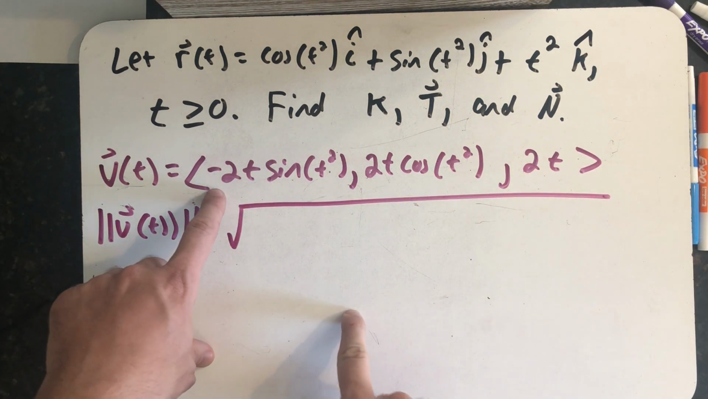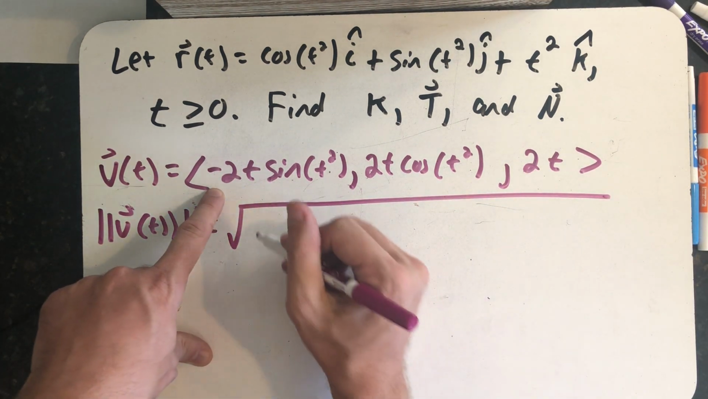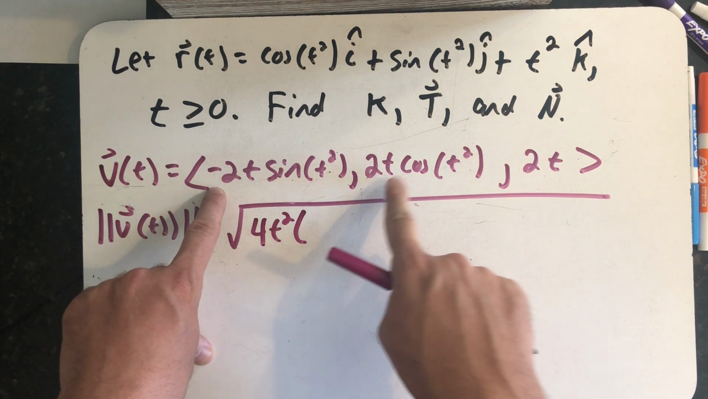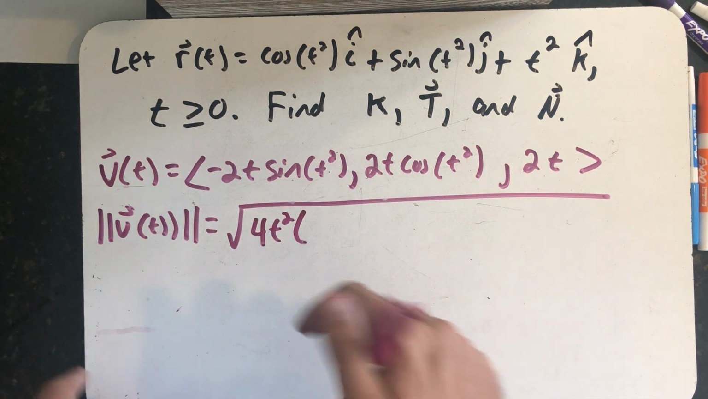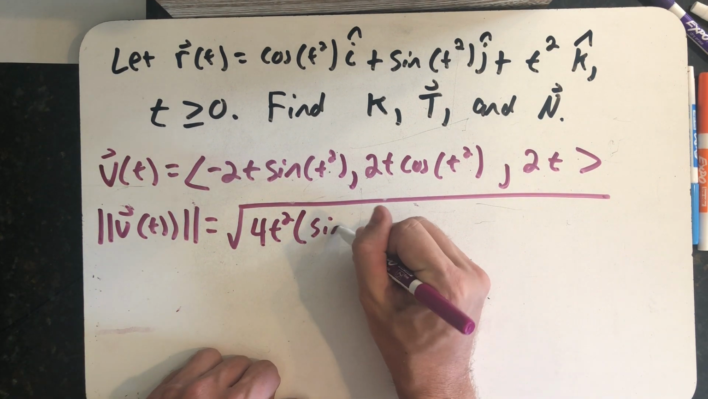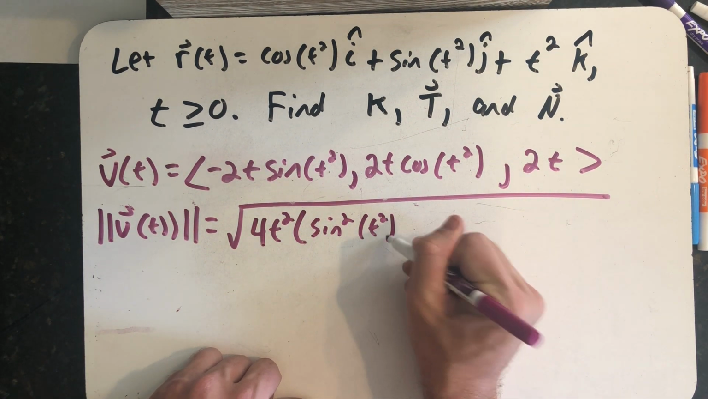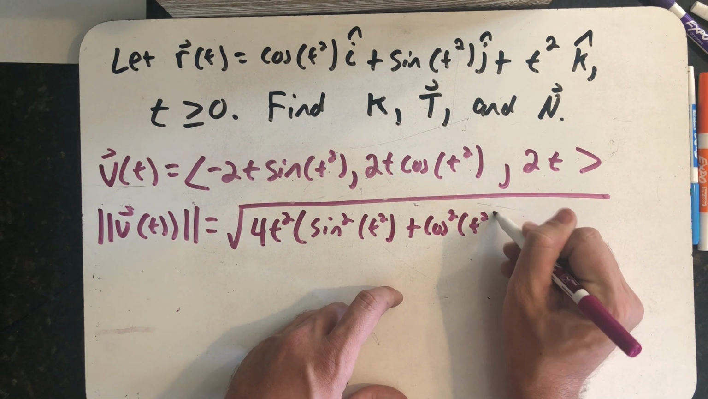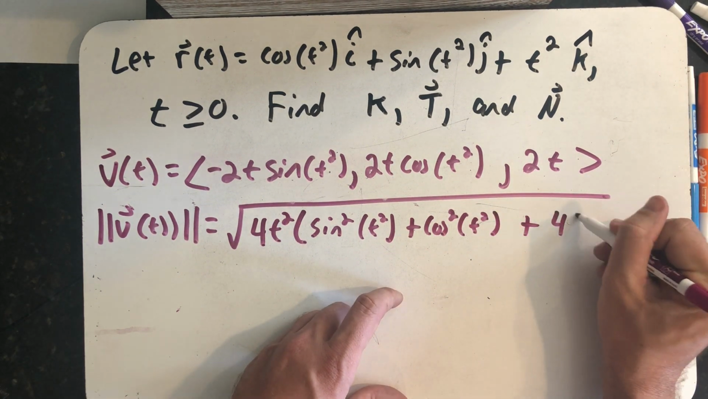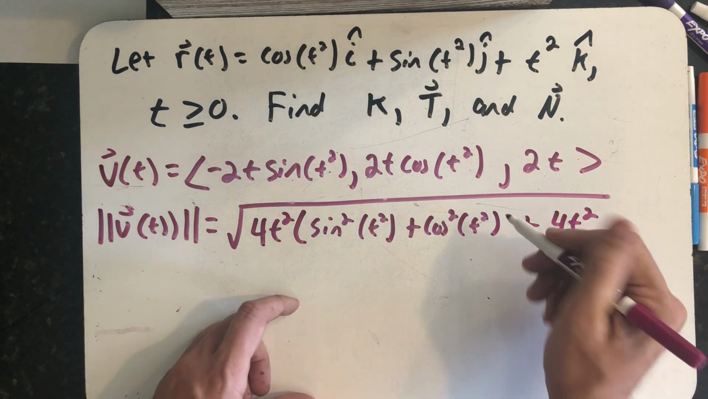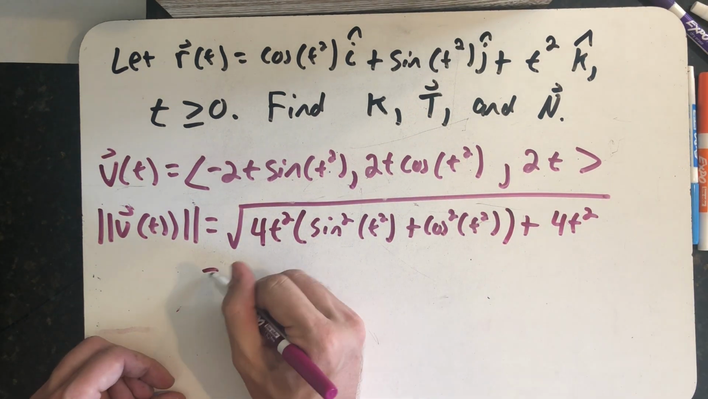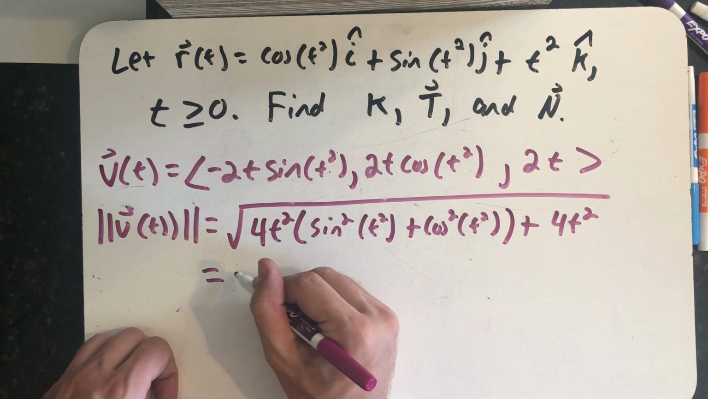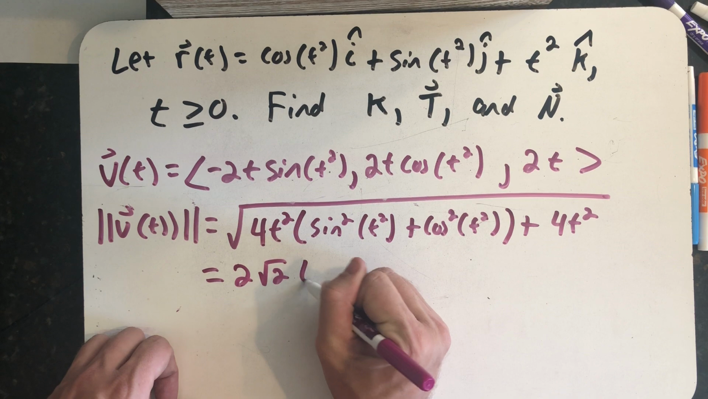All right, so I got a 4t squared sine squared of t squared, and I have a 4t squared cosine squared of t squared. So let's go on and think about factoring that 4t squared out front, because as happens sometimes, some nice things happen when I have a cosine squared and a sine squared. My Pythagorean identity says this is 1. So what I really have is 8t squared under a square root, which is 2 root 2 t.